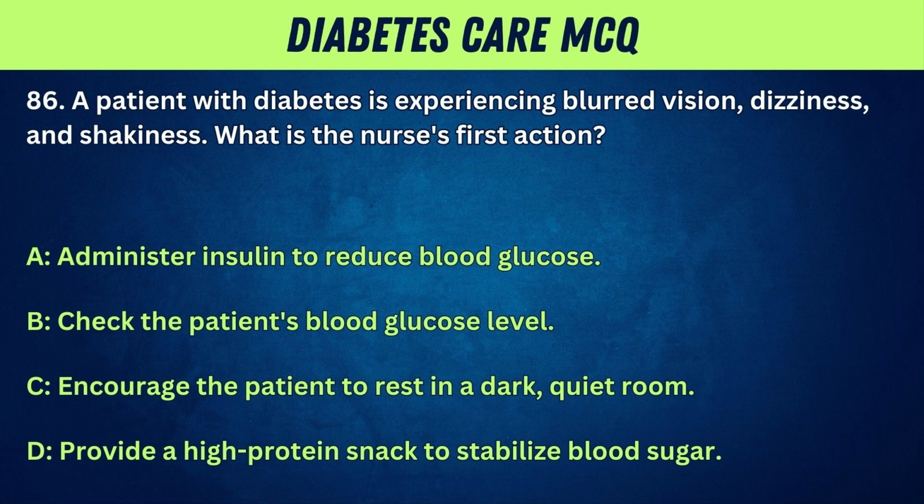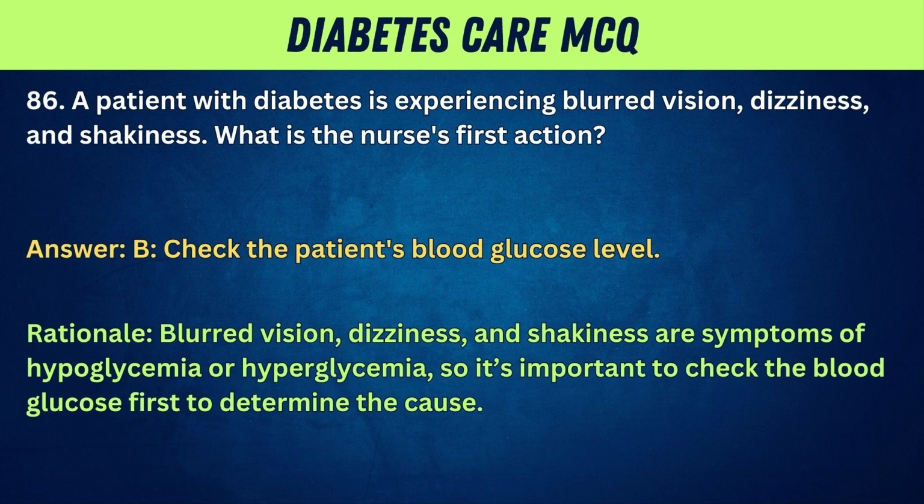86. A patient with diabetes is experiencing blurred vision, dizziness, and shakiness. What is the nurse's first action? A. Administer insulin to reduce blood glucose. B. Check the patient's blood glucose level. C. Encourage the patient to rest in a dark, quiet room. D. Provide a high-protein snack to stabilize blood sugar. Answer. B. Check the patient's blood glucose level. Rationale: blurred vision, dizziness, and shakiness are symptoms of hypoglycemia or hyperglycemia, so it's important to check the blood glucose first to determine the cause.